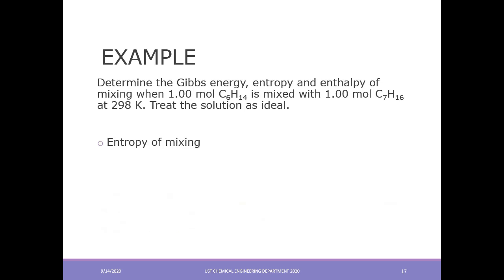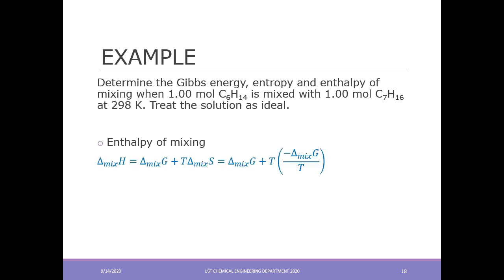For the entropy of mixing, we know that it is just the negative of the ratio of Gibbs energy of mixing and temperature. Substituting the values for Gibbs energy of mixing and temperature, we get an entropy of mixing equal to positive 11.41 joules per Kelvin. We know that the enthalpy of mixing is 0 for perfect gases, and this can also be applied to ideal solutions. It can be checked mathematically using this expression, which results in an enthalpy of mixing equal to 0.